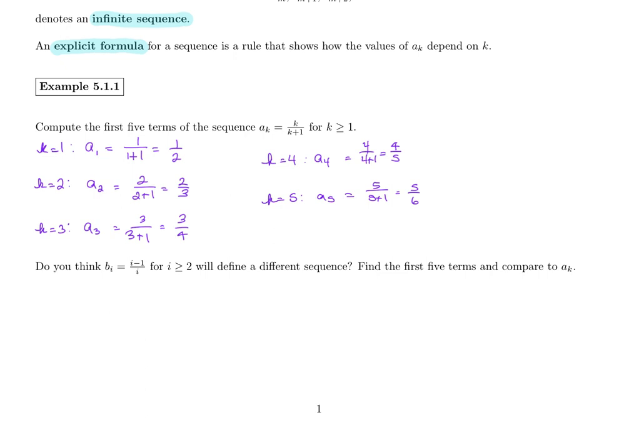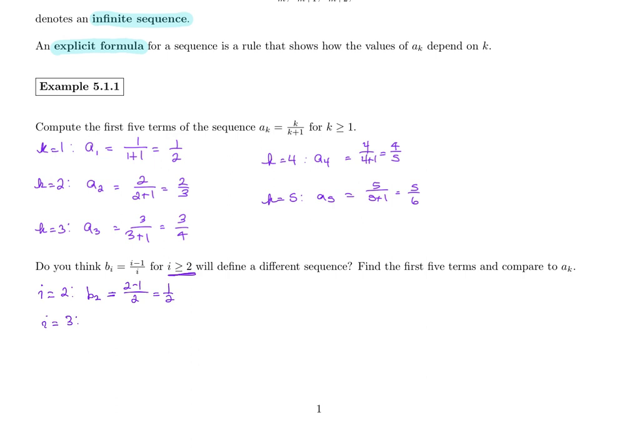So do you think if I were to write b sub i is equal to i minus 1 over i, for i greater than or equal to 2, that sequence is going to be different? Well, let's try it and find out. When i equals, well, this one starts at 2. So here now we'll say i equals 2. We get b sub 2 equals 2 minus 1 over 2, or 1/2.